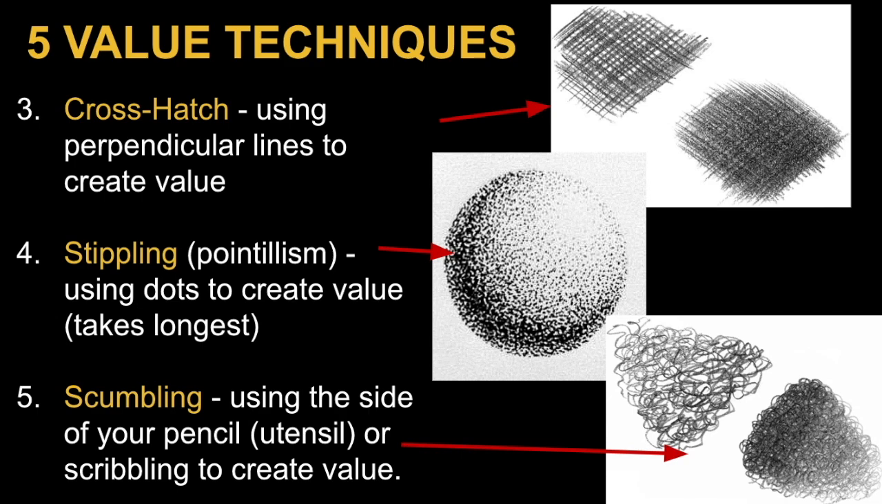Technique number 5 is called scumbling. It's technically using the side of your pencil or scribbling to create value. And hopefully you can see the farther apart the different marks are, the lighter the value is. The closer those marks are together, the darker the area is.